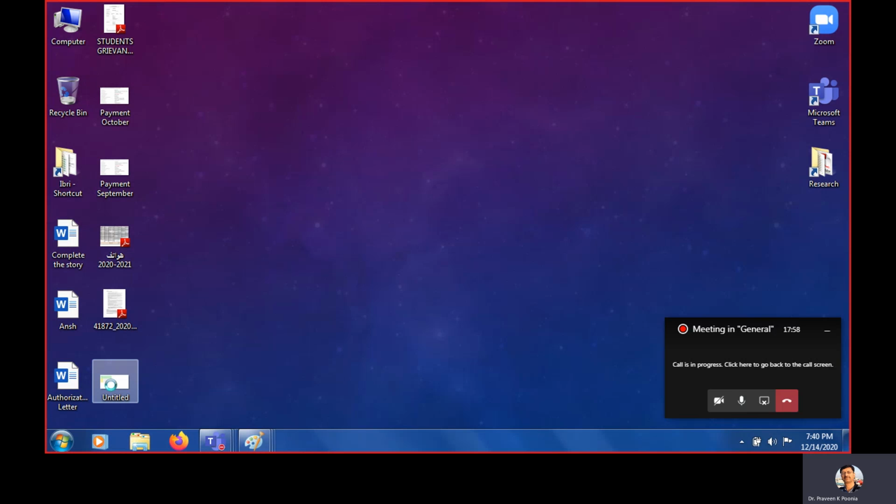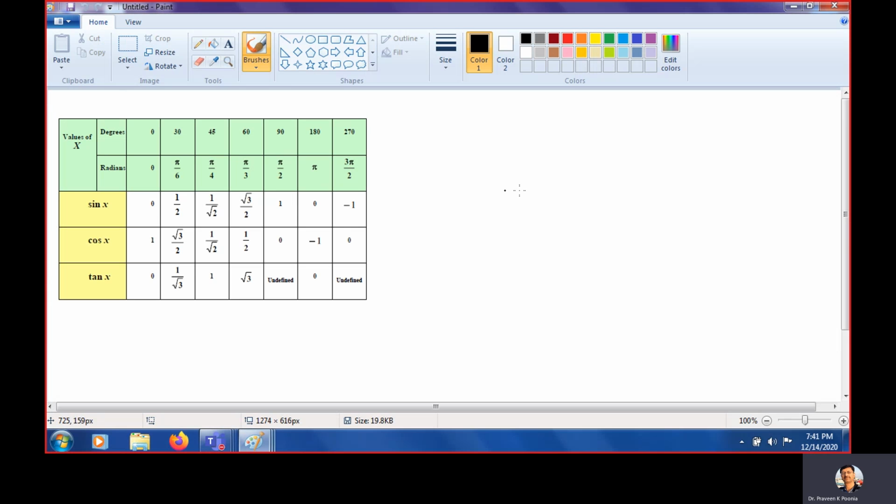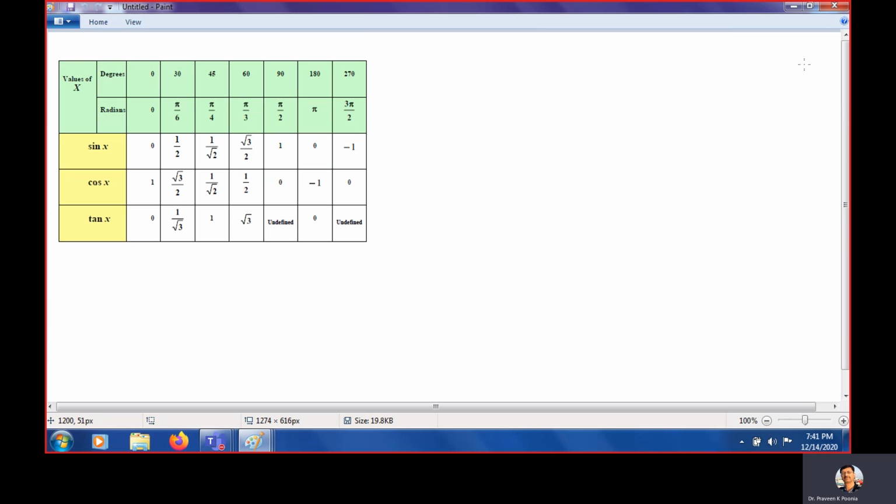trigonometric table. If you remember, we studied that table last week when we were studying graphs of the trigonometric functions. Clear? So while studying all those things, I explained to you about the trigonometric table, and I am talking about this table. This is 0 degree, 30 degree, 45 degree, 60 degree, 90 degree, and all these, 180, 270, are given for sin x, cos x, tan x.